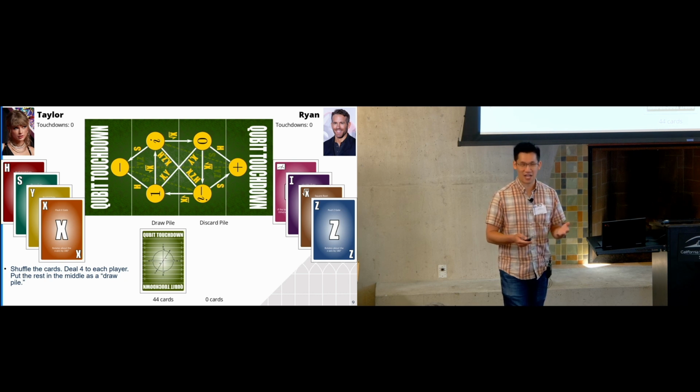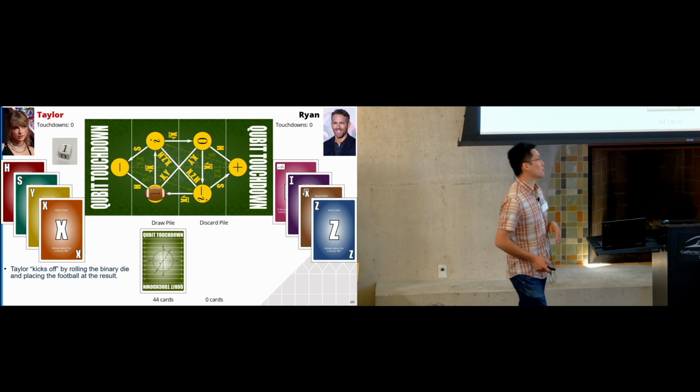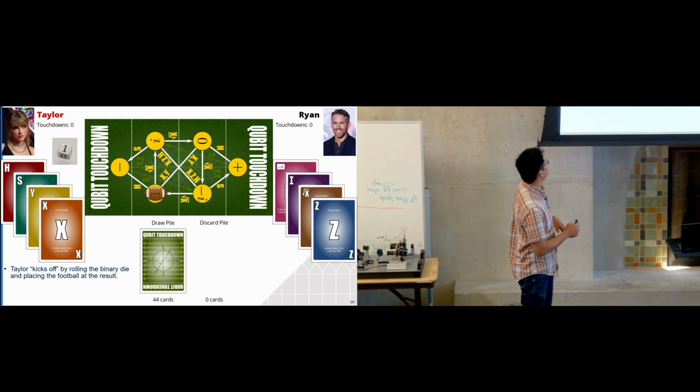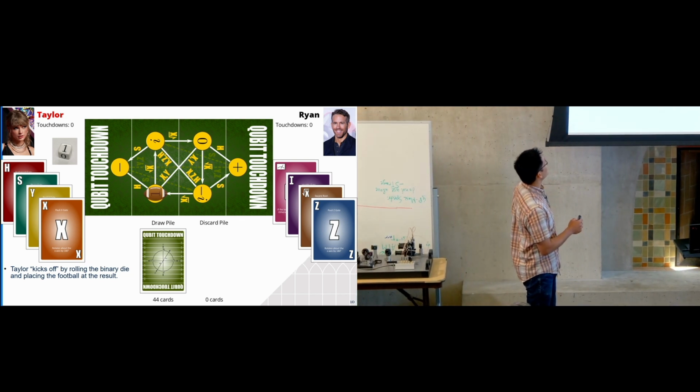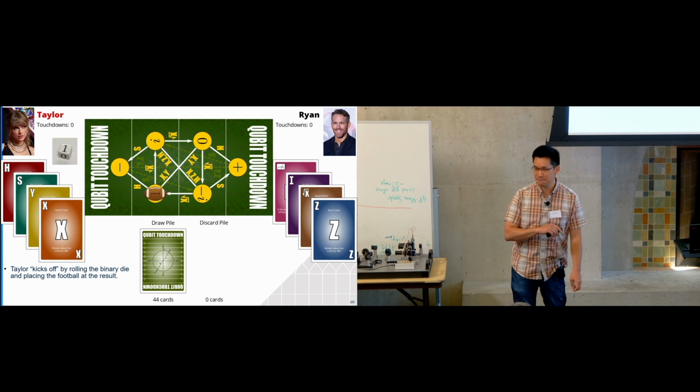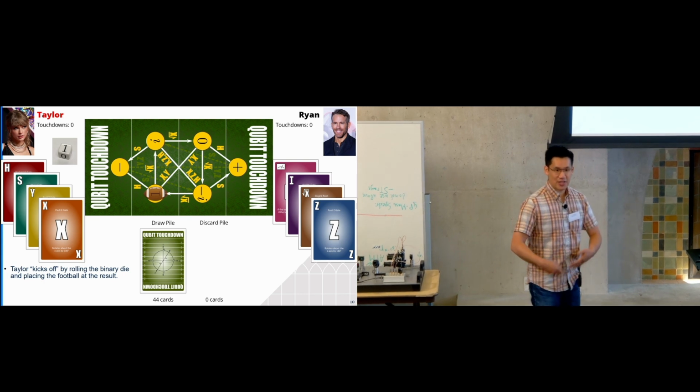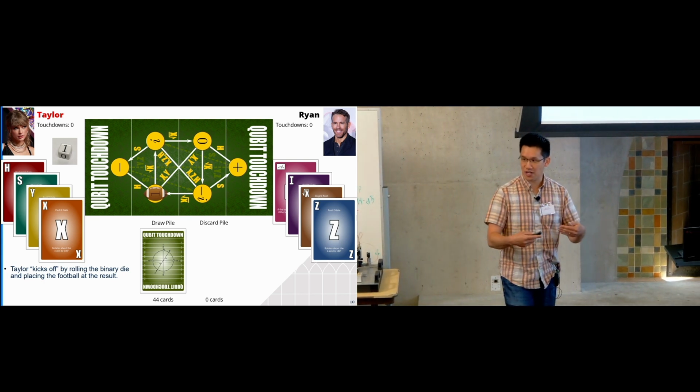So someone's going to kick off. Let's say Taylor kicks off. She does that by rolling the binary die, which is either 0 or 1. And the outcome is a 1. So she kicks the ball, and it lands at 1. And then after you kick off, the other team returns the ball. So now it's Ryan's turn.